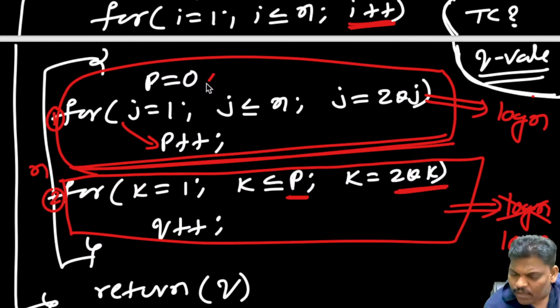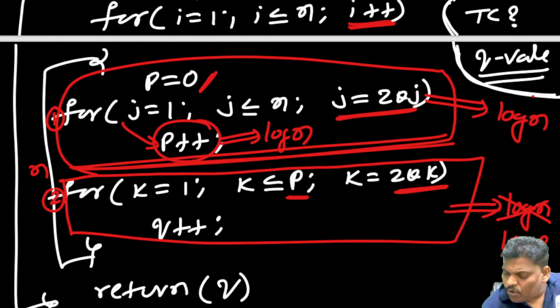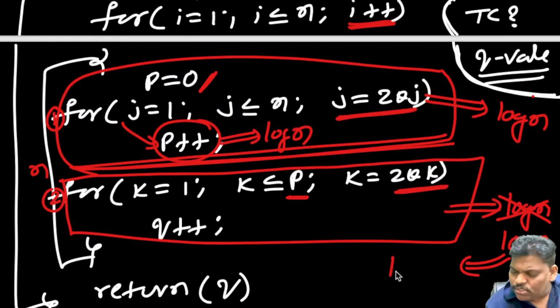P value initially 0. Every time, see this one, j is equal to 2 into j. This is going on log n times. So p value becomes log n. So finally, this is going to be log p, where p is log n, log of log n.